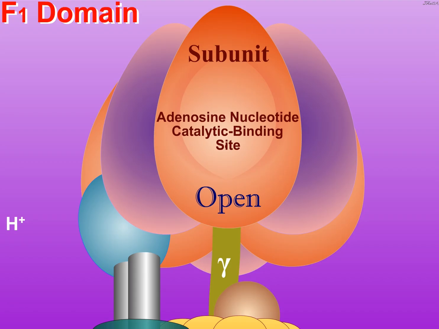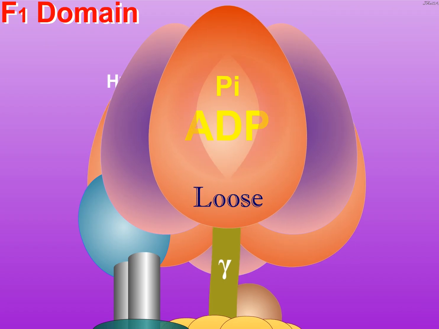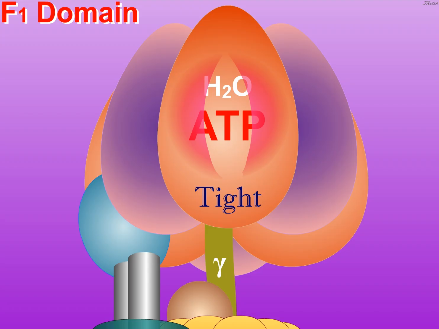The beta in the foreground begins in the open conformation. In the open conformation, beta binds an ADP and phosphate. The loose conformation secures ADP and phosphate binding. Tight has an even higher binding affinity for ADP and phosphate. ATP synthase acts during the tight phase. It drives ADP phosphorylation, producing ATP and water.